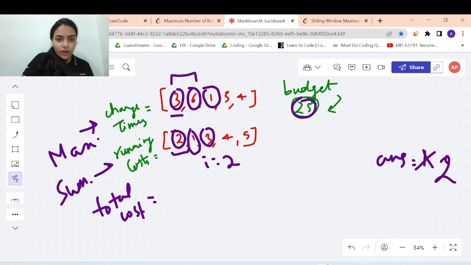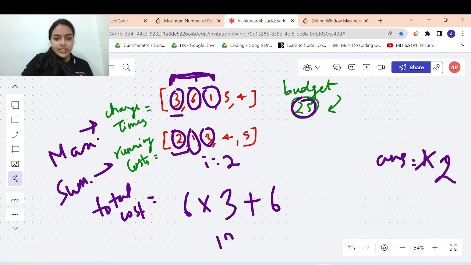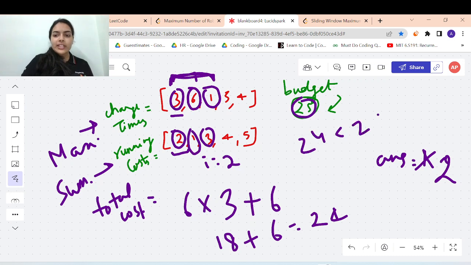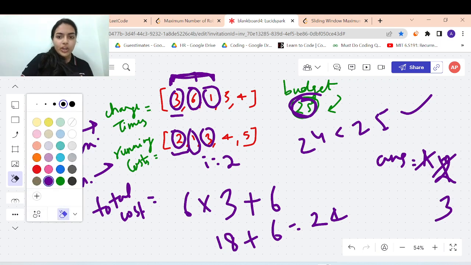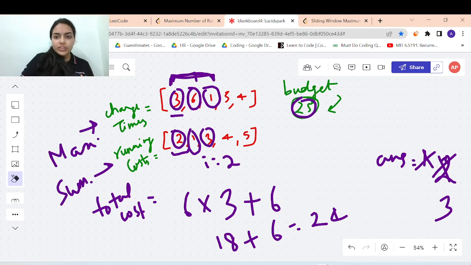What is the sum of the cost? 2 plus 1 is 3, 3 plus 3 is 6. How many elements do we have? We have 3 elements. What is the maximum among these 3 values? Maximum is 6. 6 into 3 is 18, 18 plus 6 is 24. Now obviously 24 is also less than 25, which is our budget. So in this case your answer can be changed and the answer will become equal to 3. You are allowed to pick 3 robots, right?